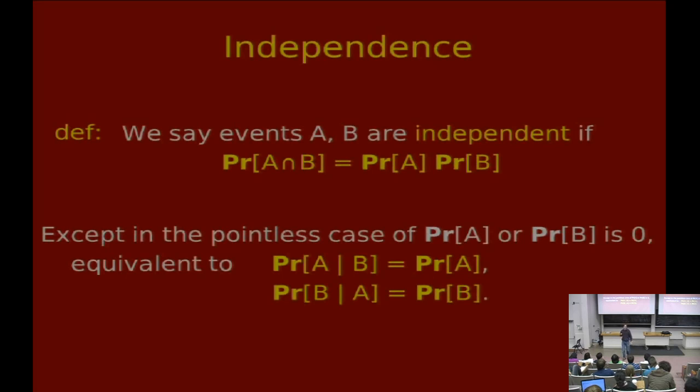Except you can't divide by probability of A if it has probability 0, but that's a very stupid case that nobody cares about anyway. So this is basically the definition, and this is the one that has some intuitive meaning, right? You would think to yourself, oh, A and B are independent if the probability of A occurring is the same whether or not you condition on B. That has an intuitive meaning.